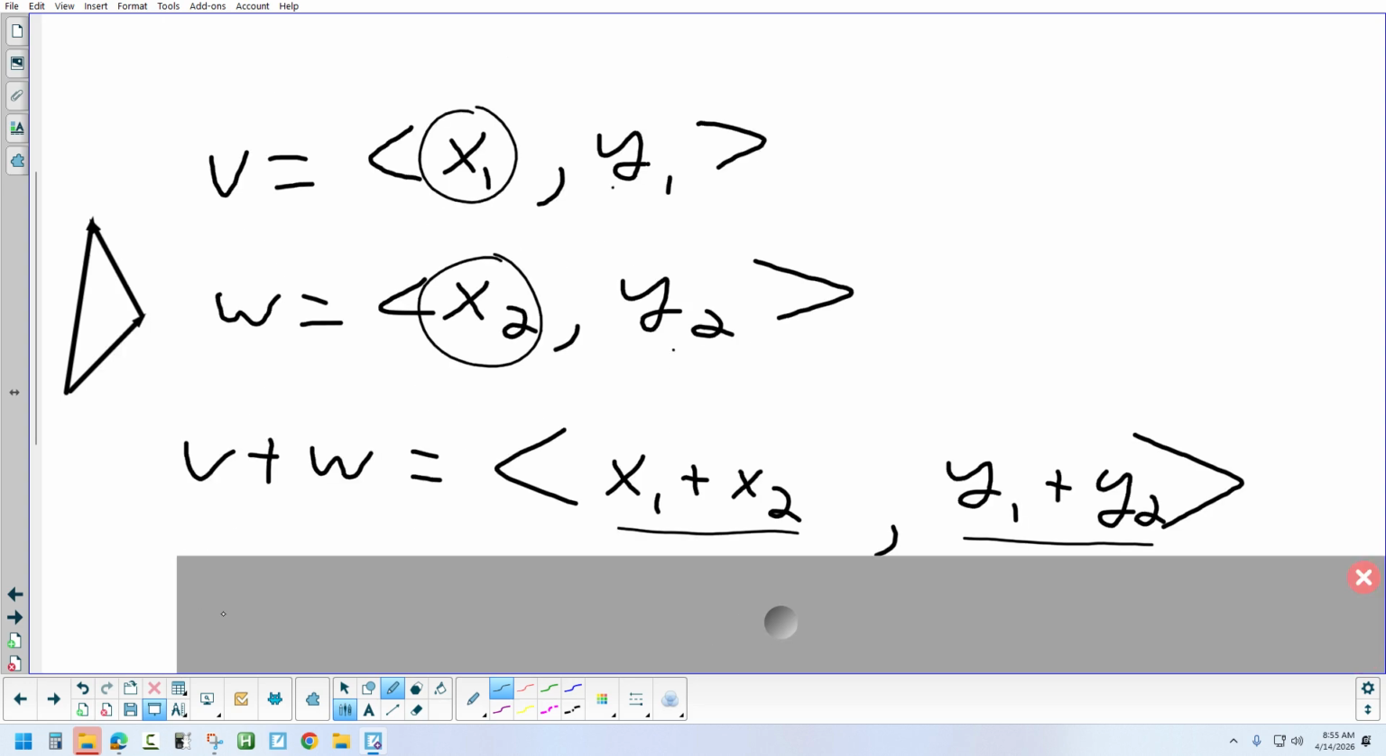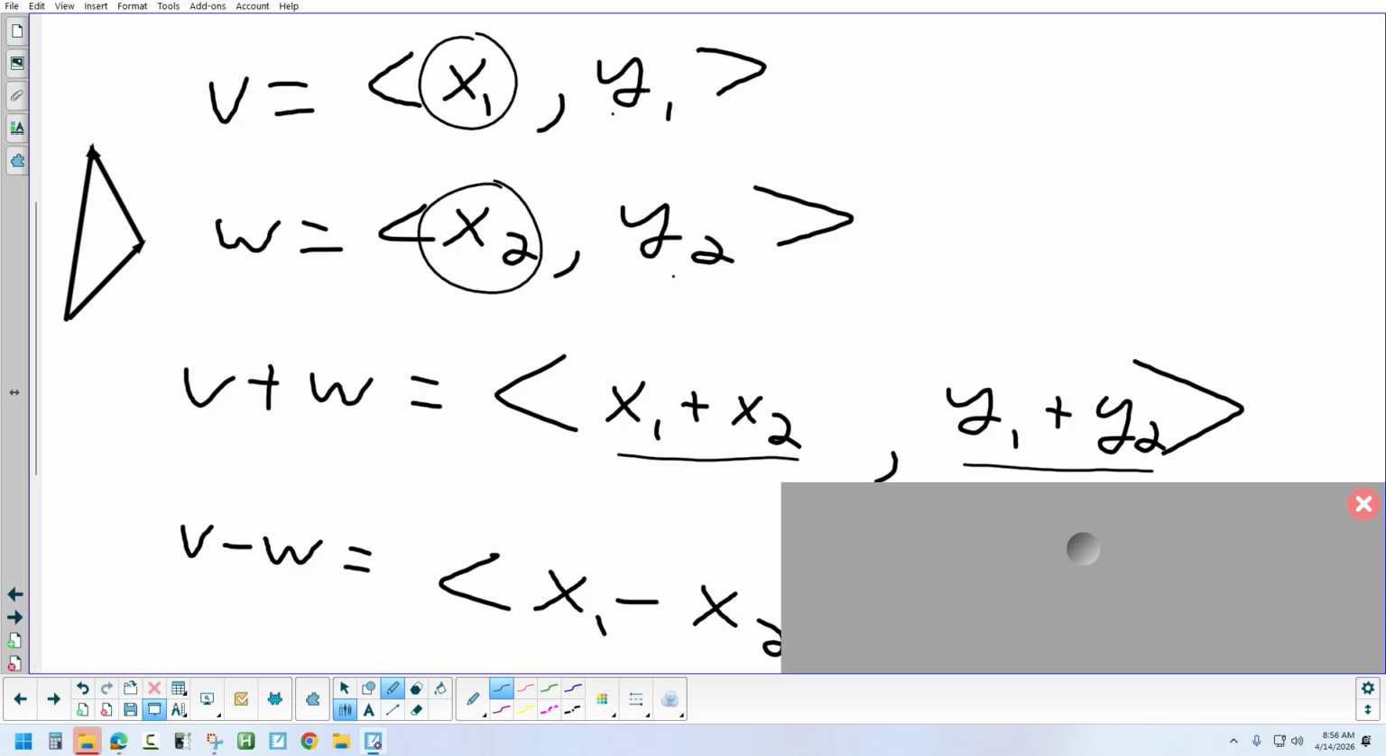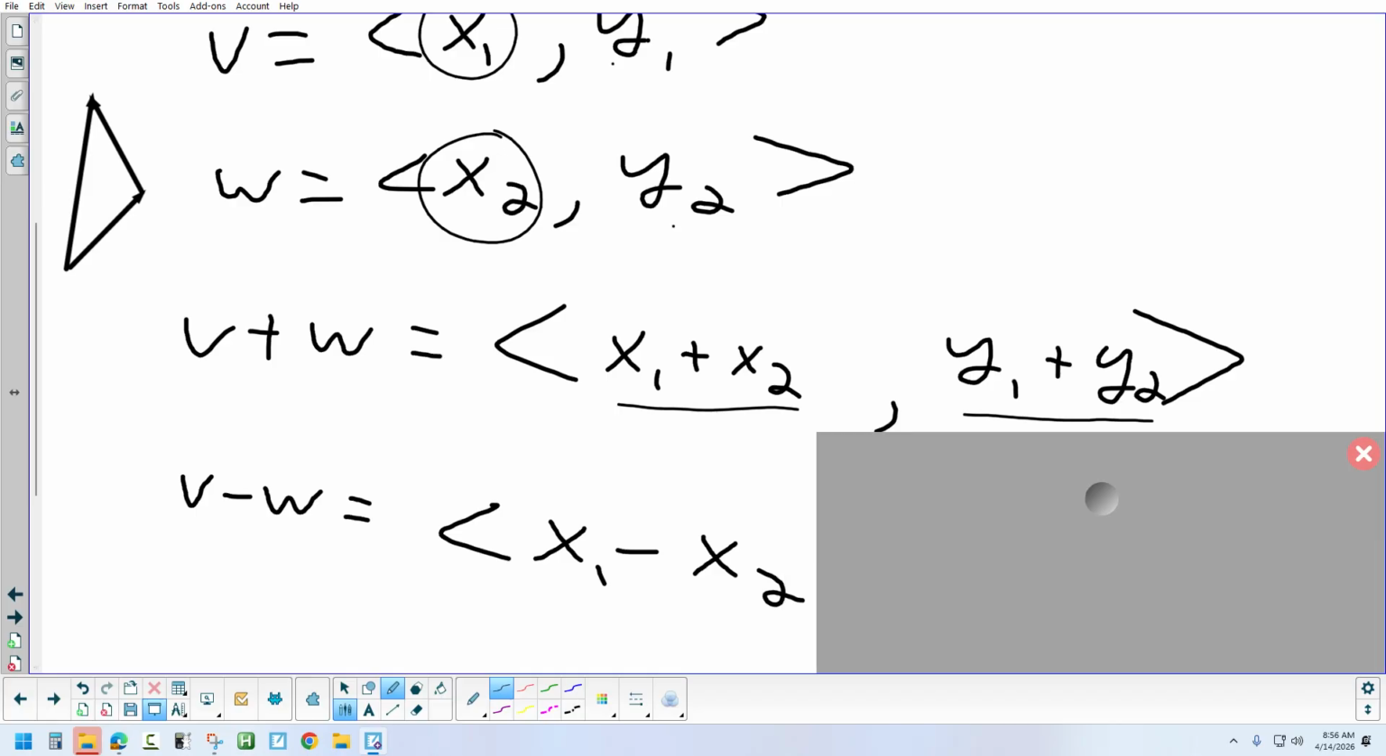How about, Dario, how do you think we do subtraction? What would be the formula for the horizontal component of v minus w? x1 minus x2. Okay, so when we did subtraction before, we had to take the second vector, flip it around, and then add it to the first. That's great for a visual, but we're not doing a visual. We're just doing it numerically.